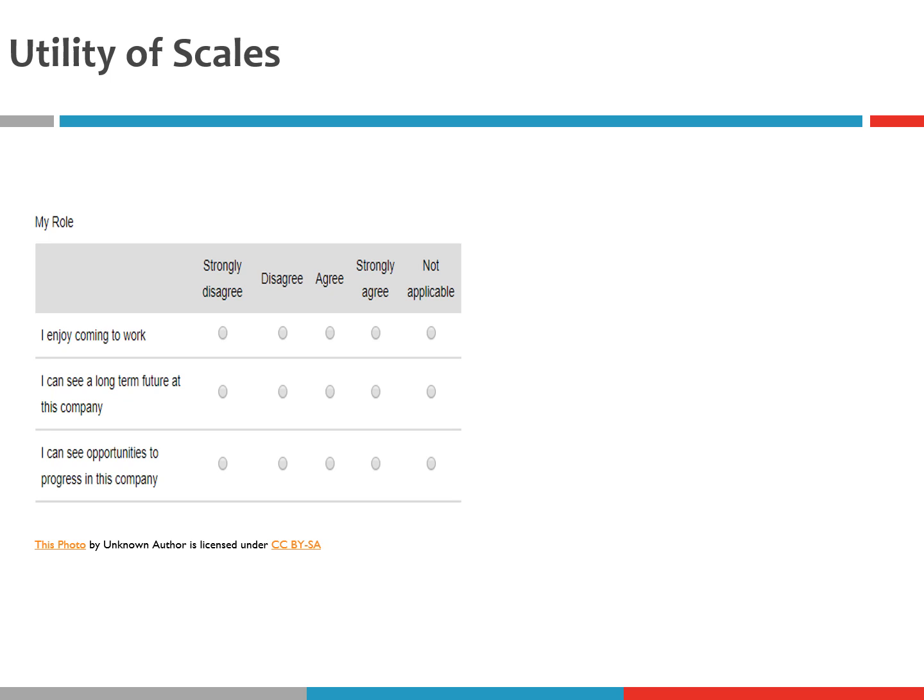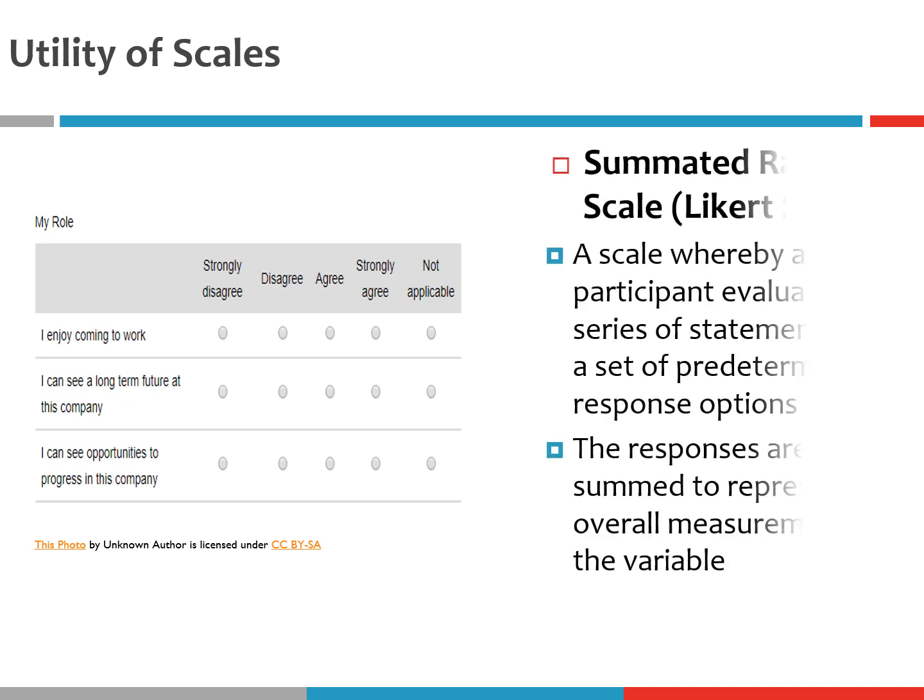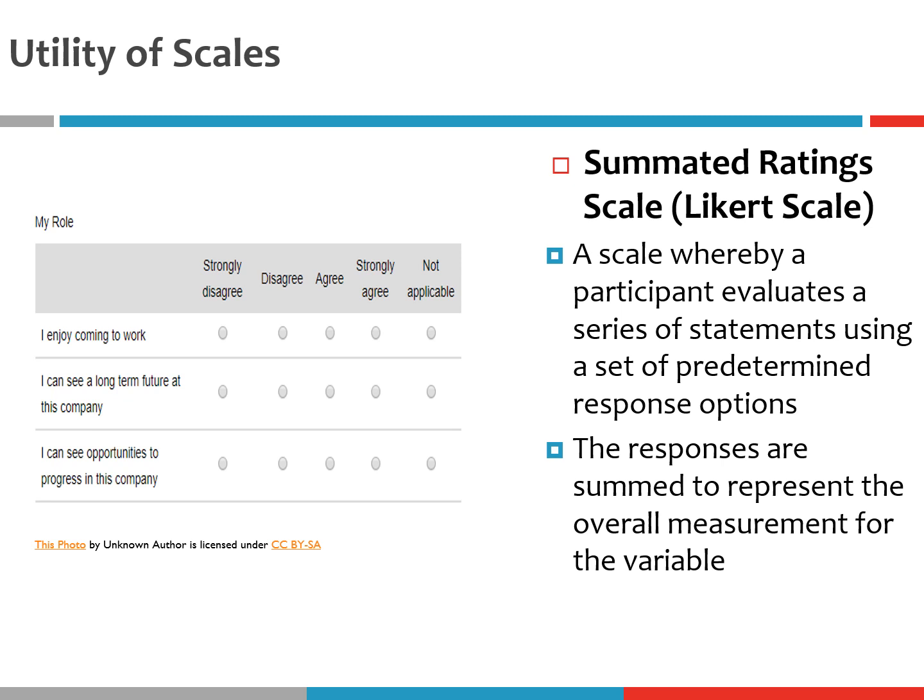Here's what a typical scale looks like. You ask a question, and you give them a closed-ended question here because there's a limited number of options. Strongly disagree, disagree, agree, strongly agree, not applicable. This is called a Likert scale, or a summated rating scale. So each participant evaluates a question using a set of predetermined options. And this is a very typical scale. There's 5 options, you pick one.